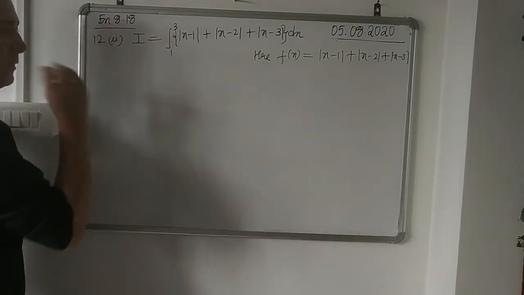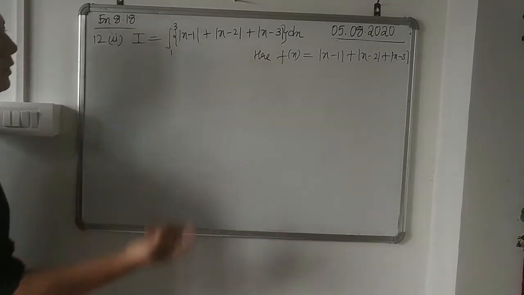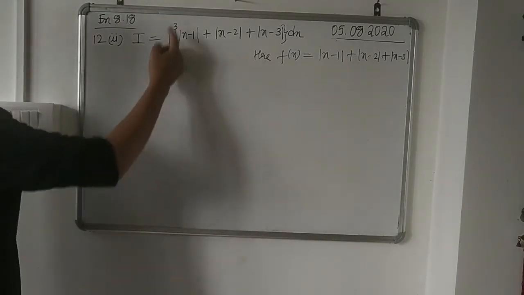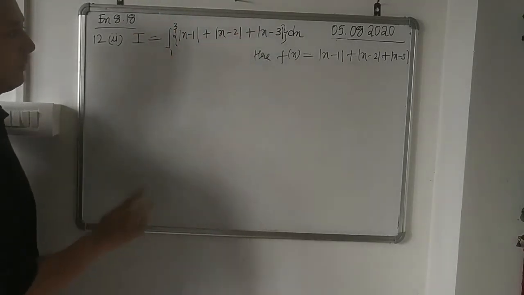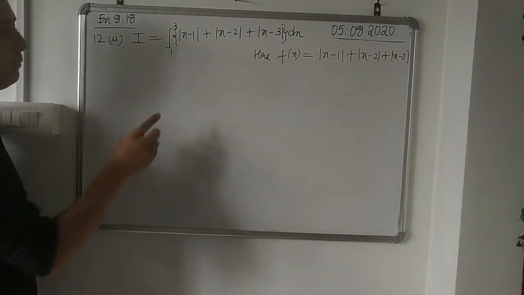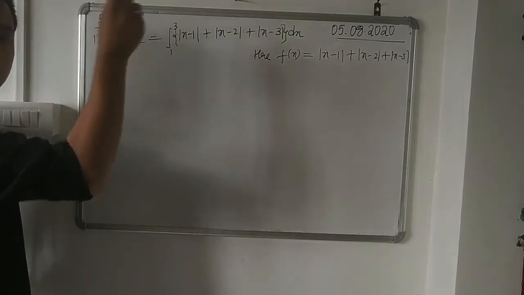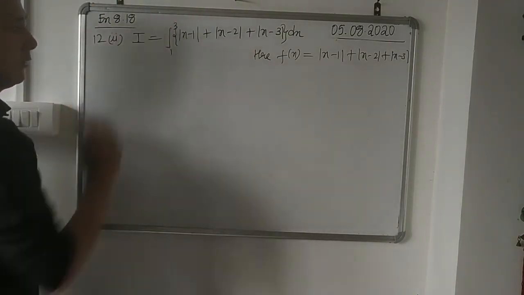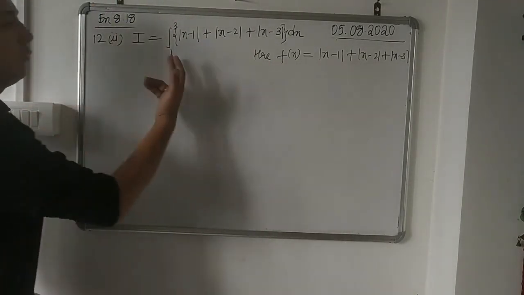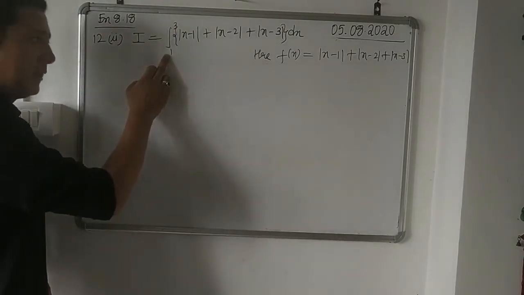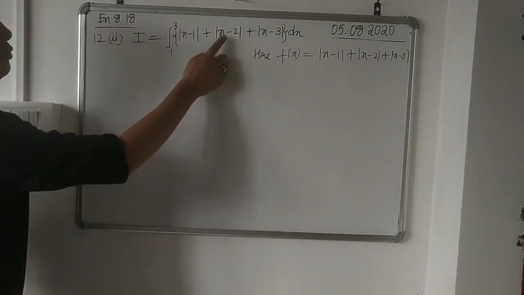The middle number has to be in between 1 and 3. So the only number between 1 and 3 which makes one of the modulus terms 0 is 2, at x equals 2. Because I cannot put x equals 1 according to property 2. The middle number, if I am breaking the interval, has to be in between 1 and 3, isn't it? So I cannot put x equals 1 or x equals 3, only x equals 2.